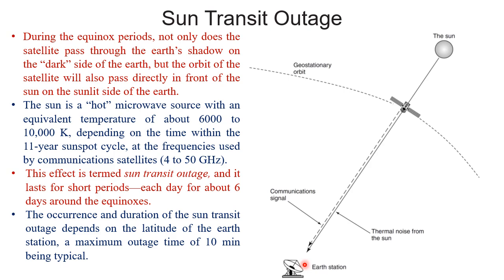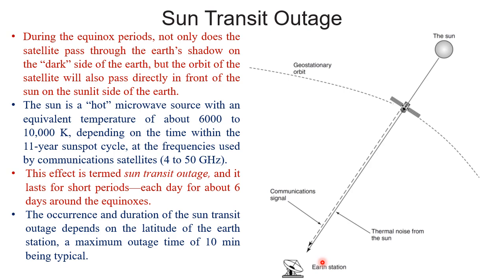a huge amount of power will enter inside the receiver, and the receiver may not work properly, rather it may be destroyed because of the excessive high power. That's the problem. So what you have to do, simply you have to switch off this receiver. That is the only thing you can do. So during equinoxes, not only eclipse, another phenomenon comes into the picture, that is the sun transit outage. As long as the sun is in the background of the satellite, you have to switch off this receiver. There is no other option.